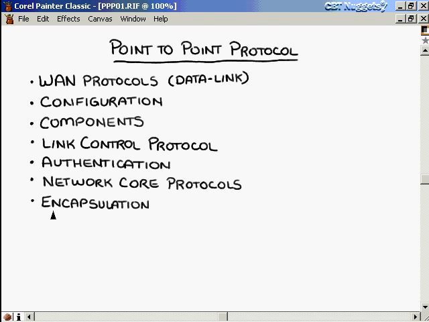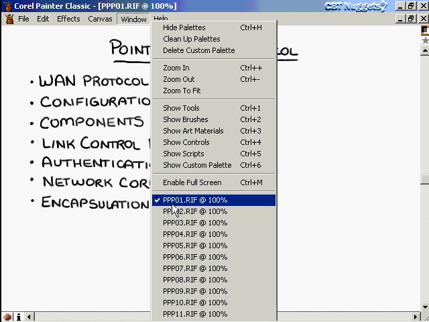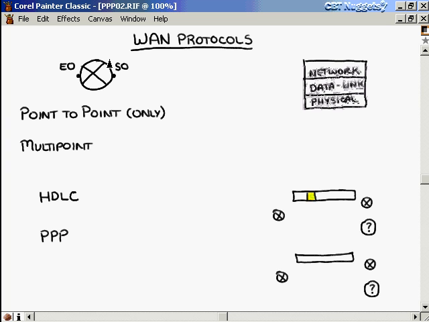Before we can define PPP's place among WAN protocols, we first need to understand what we're talking about when we say wide area network protocols. I'm going to start off with this model of this router. What I have is 2 interfaces. One is Ether 0, the other is Serial 0. Now we know so far that if we make a connection to this interface and have a series of PCs out here, this connection and the environment that we create out here is called a local area network, okay?